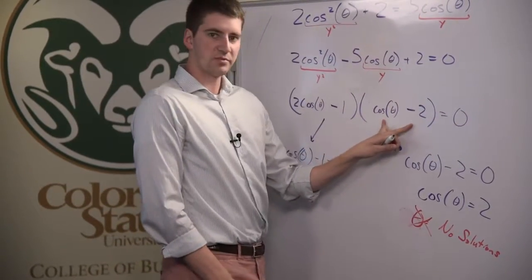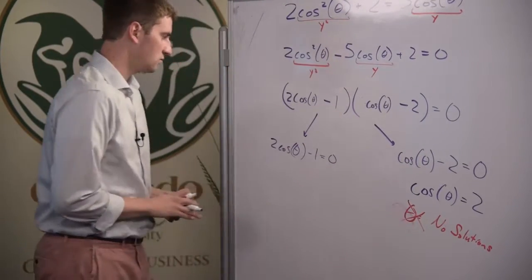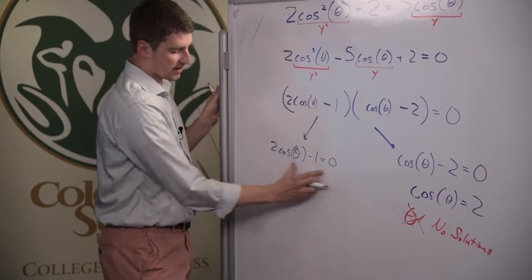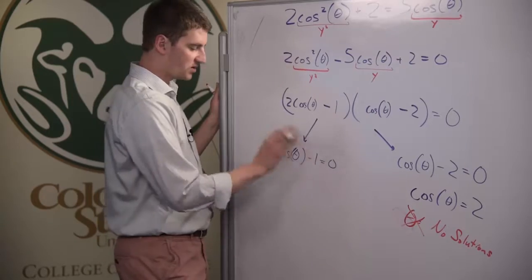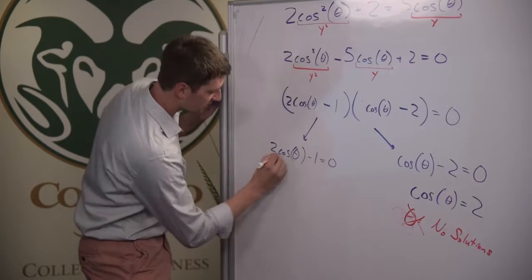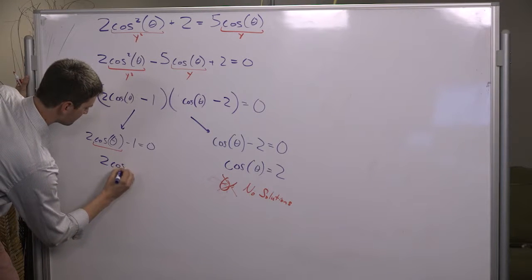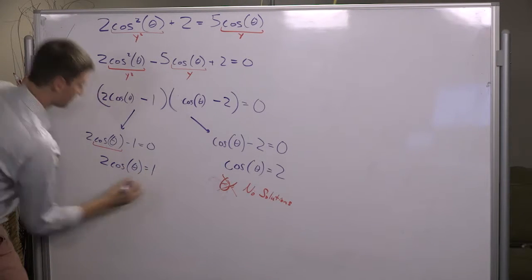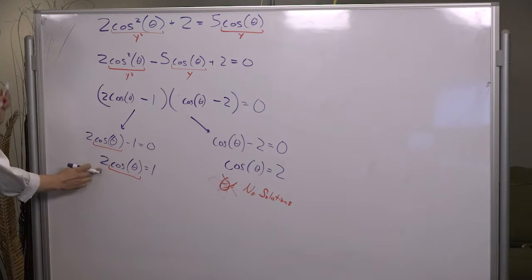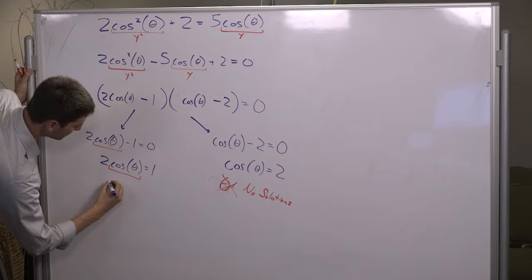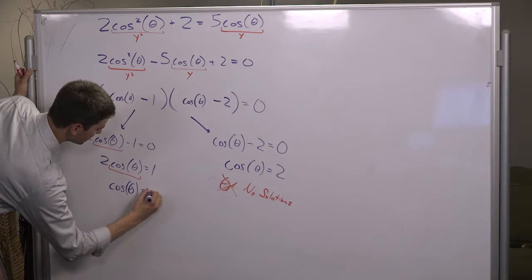But since this can never be equal to 2, it could be that this one is equal to 0. That's our other option. So let's look at this. Let's try to solve it out. So 2 cosine theta minus 1 is equal to 0. So let's use algebra to solve for cosine of theta. So first we add 1. And again, we're not completely done. There's still this 2 on the cosine, so we have to divide by 2. So we have cosine of theta is equal to 1/2.